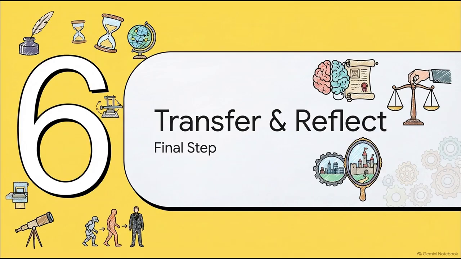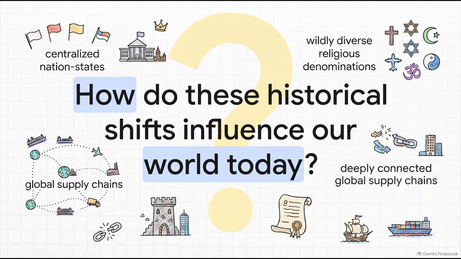And finally, step 6, the transfer and reflection task. History isn't just about memorizing old dates. It's about using the past to make sense of the present. So, to wrap up Lesson ID Social Modern, Unit 02, Lesson Pack 08, a Changing World mini-project video overview, I want to leave you with this final reflection. How do these historical shifts still influence the structure of our modern world today?